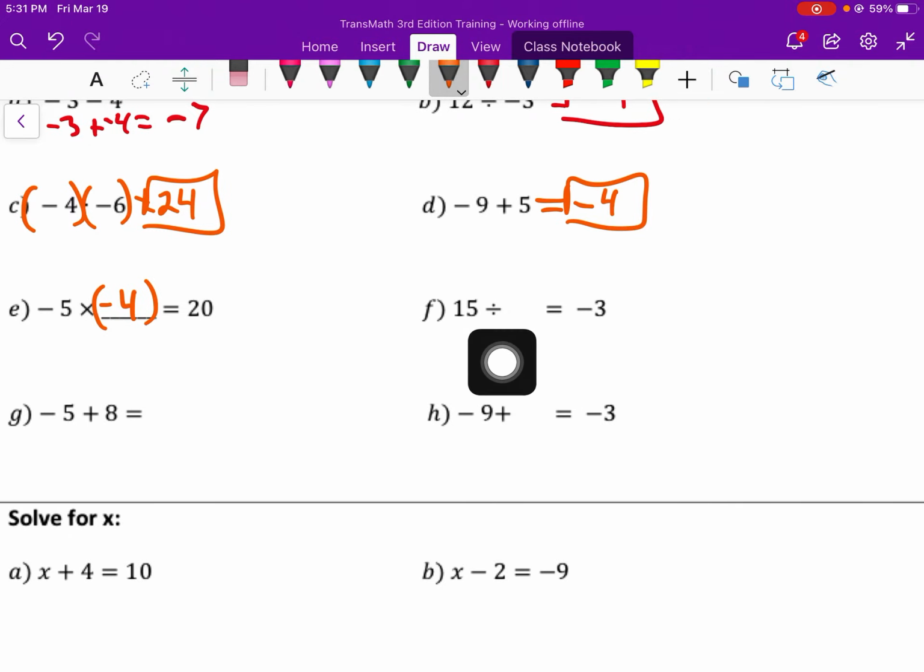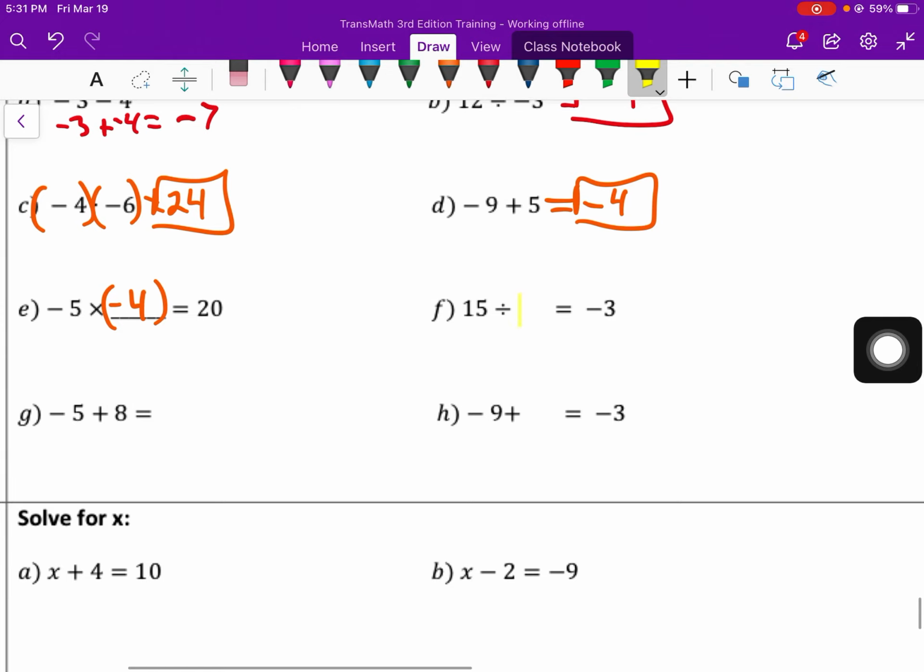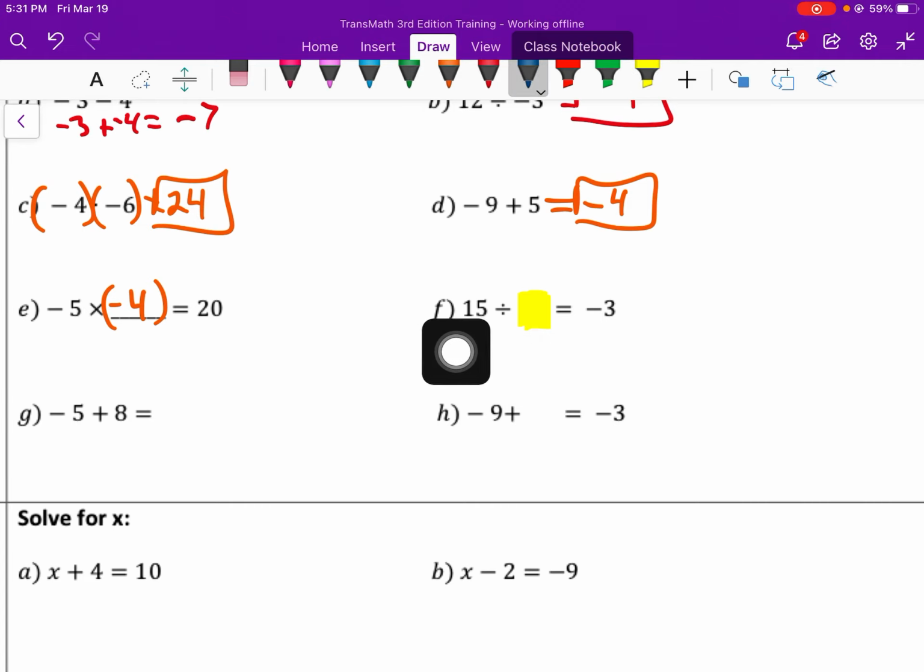Let's check this one. Okay, look at this. Now we have a quotient. We need to put something right here. 15 divided by what is -3? Again, the sign rule works for multiplication and division. So we know that since this is positive and that's negative, when we're dividing, it has to be negative. And 15 divided by what would be -3? It'd be -5.